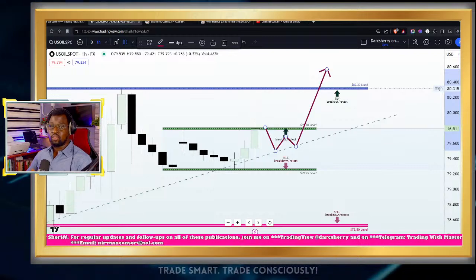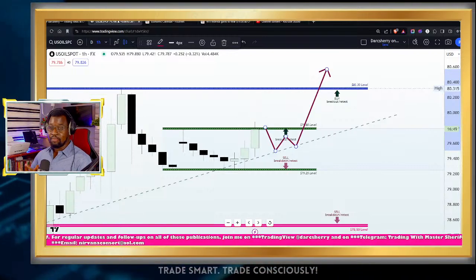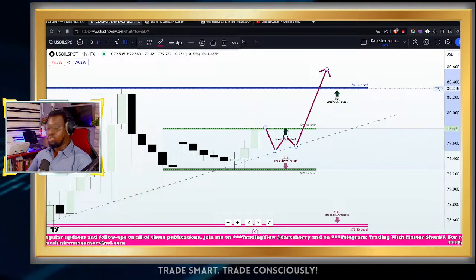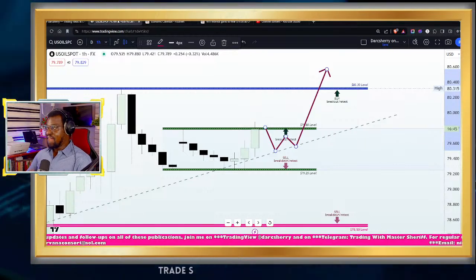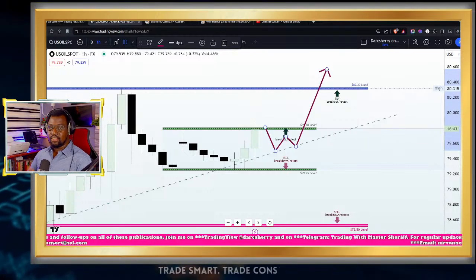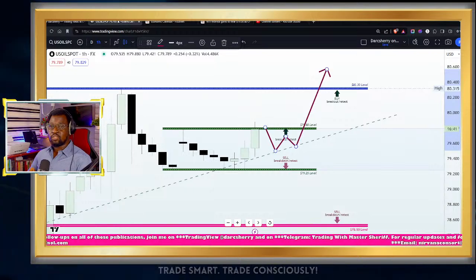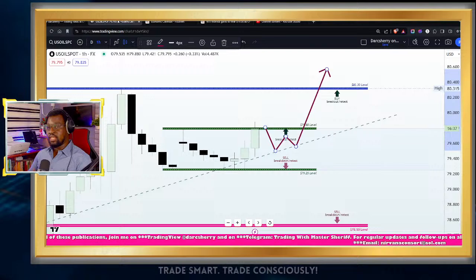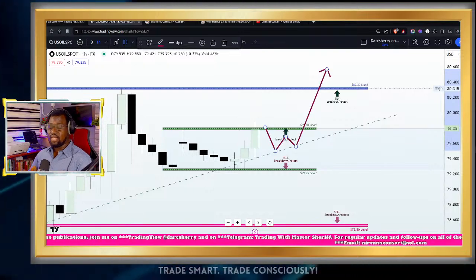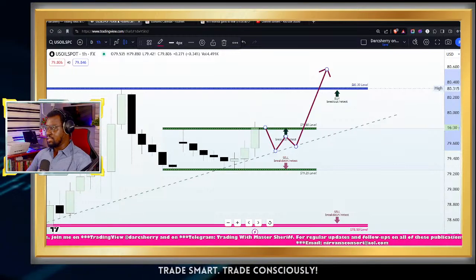So on the USOILSPOT, we maintain a bullish bias at this point in time. However, you know how we do it in this community. We try as much as possible to keep our options as open as possible so that we can be on standby to capitalize on any opportunity the market presents to us at any given point in time.